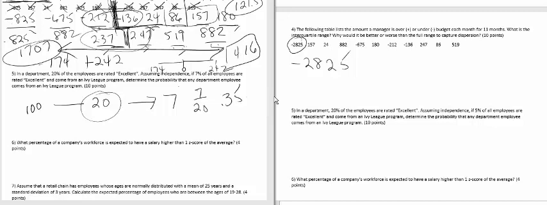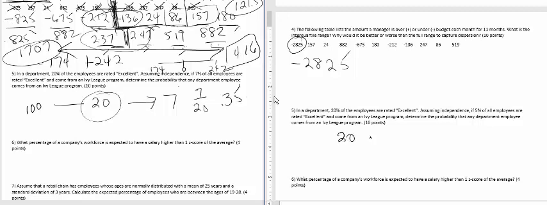Okay, so 6. Let me see. So 5 on the other side. It was the same thing, different numbers, right? 20% are rated excellent, assuming independence. 5% are both excellent and come from an Ivy League program. So what is that?